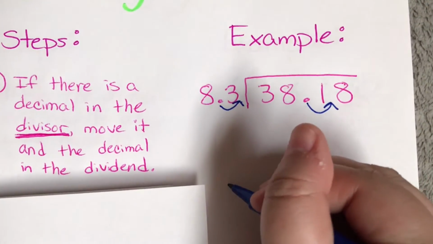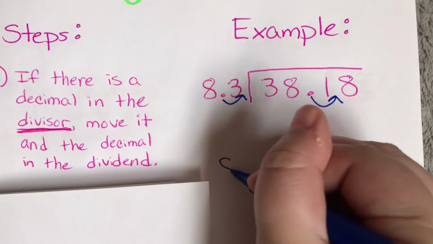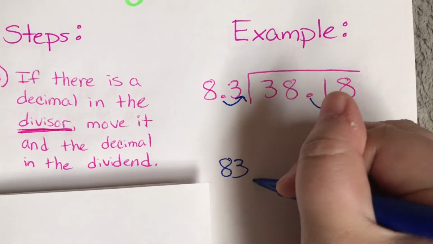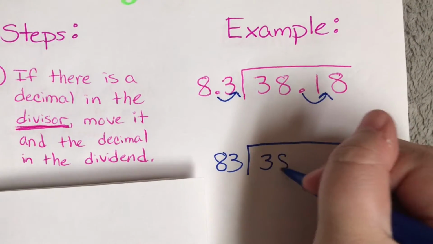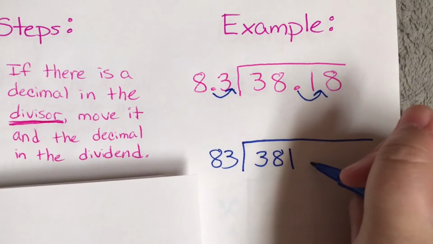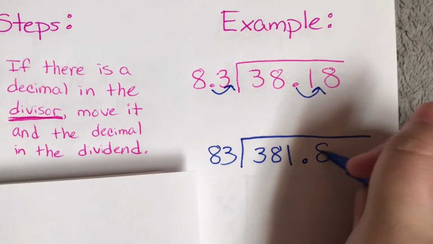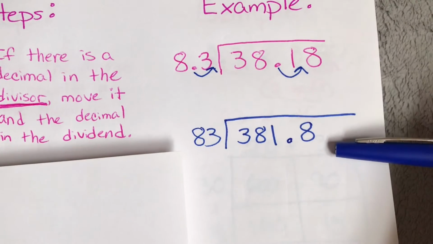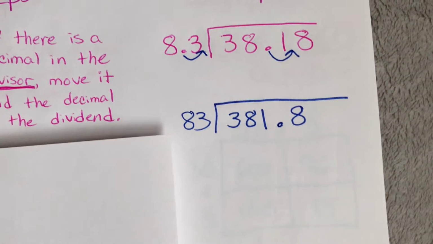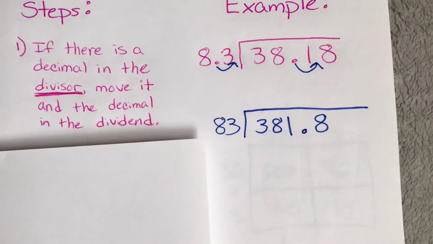So now we have the equation. We have 83 as our divisor, and we have 381 and 8/10. So same numbers, we've just moved the decimals. So now we start going through our solving.